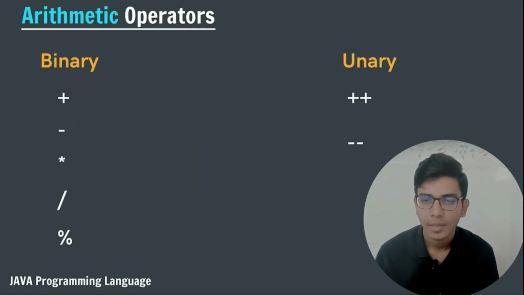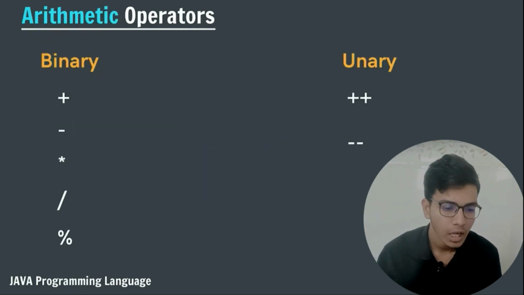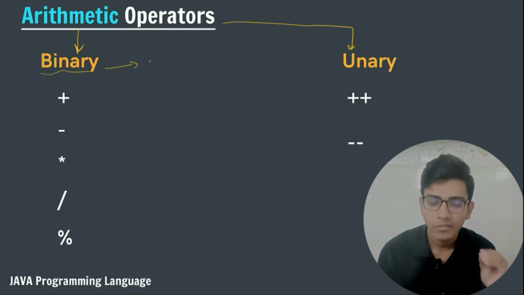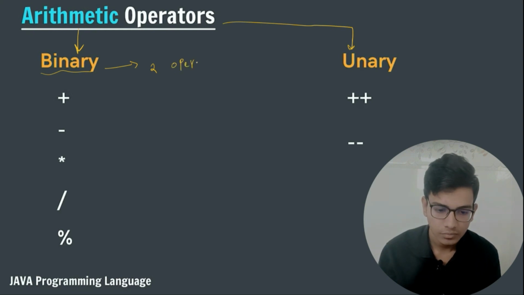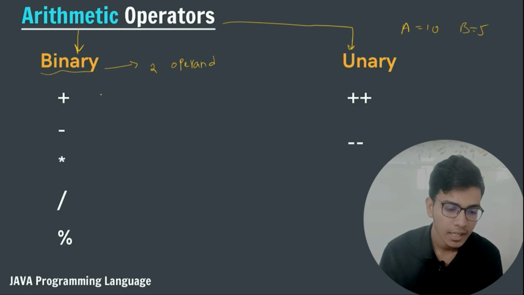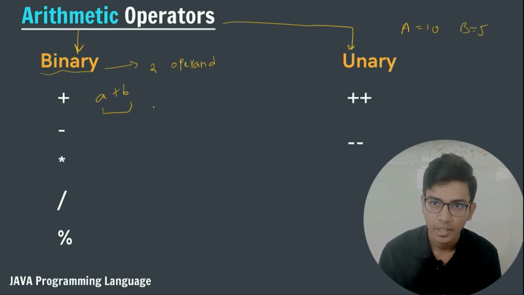So let's talk about arithmetic operator. In arithmetic operator we have two things, binary operator and unary operator. Well, binary operator is an operator in which we will have exactly two operands. It will always have two operands. Suppose let us consider a = 10 and b = 5. So here let us take a + b. This is a binary operation, right? Here a and b are operands and plus is operator. So the answer will be 10 + 5, that is 15.